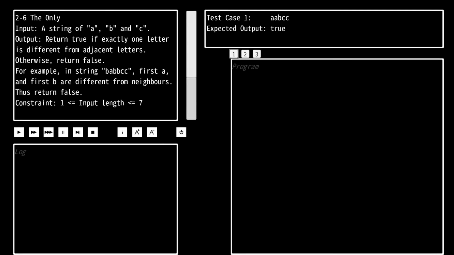Right, okay. So, in this case, BA is a difference, and AB is a difference. So that's two differences.